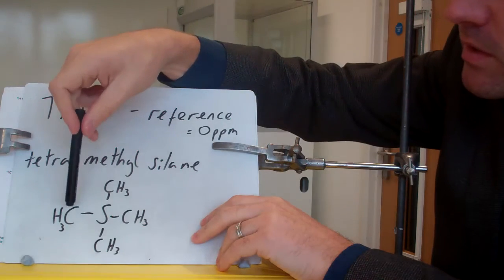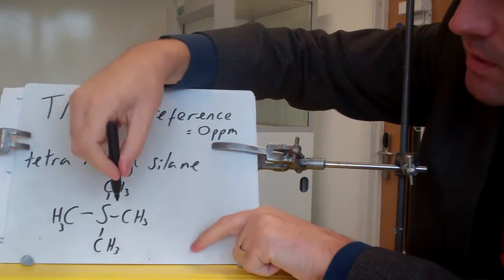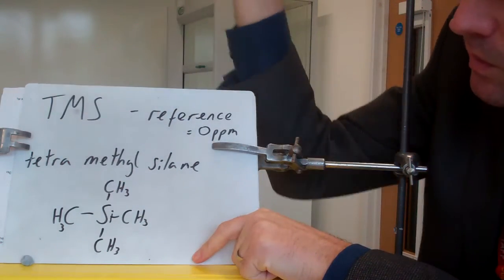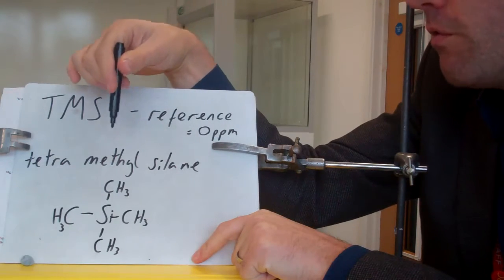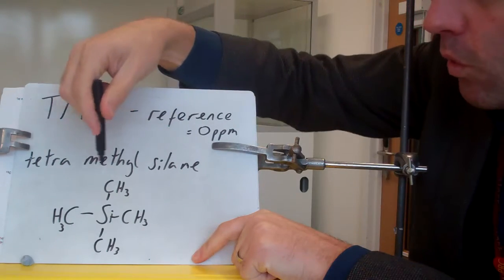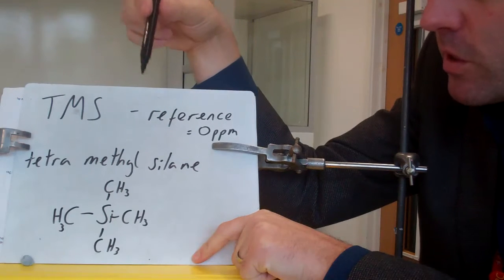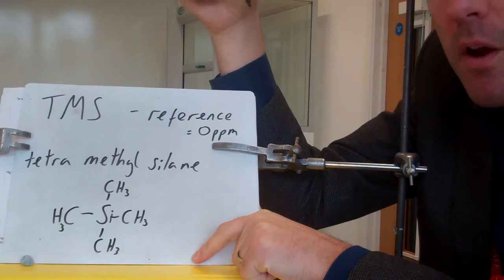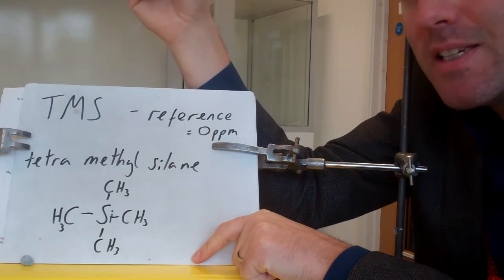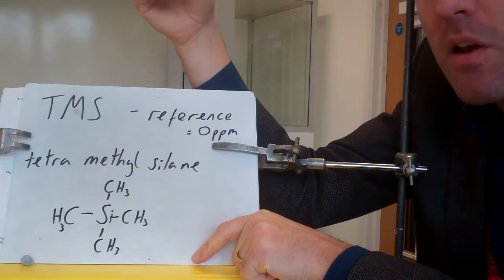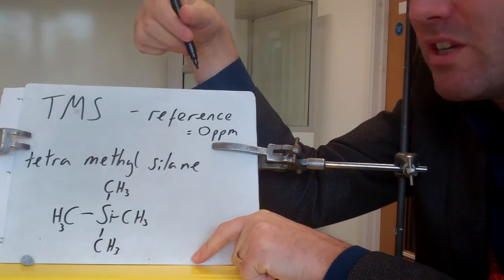So here is TMS, a bit of silicon, and you've got silicon bonded to 4 CH3s. All these CH3s are in the same environment, so you've got 12 hydrogens in the same environment, and that always gives a clear peak at 0 parts per million, and everything is aligned according to that. So it basically shows us where 0 parts per million is.